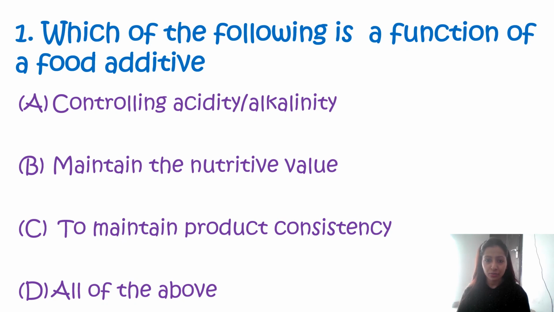Actually, food additives क्या होते हैं? Food additives are those substances that are added to food to improve its taste, texture, appearance, and shelf life. So, food additives के works क्या क्या होते हैं? It enhances the shelf life, it improves and maintains the nutritive values of the food, it controls the acidity, alkalinity, maintains nutritive value, as discussed, maintains product consistencies, and improves the yield of the product. So these are the functions of food additives. So the correct answer will be option number D, that is all of the above.